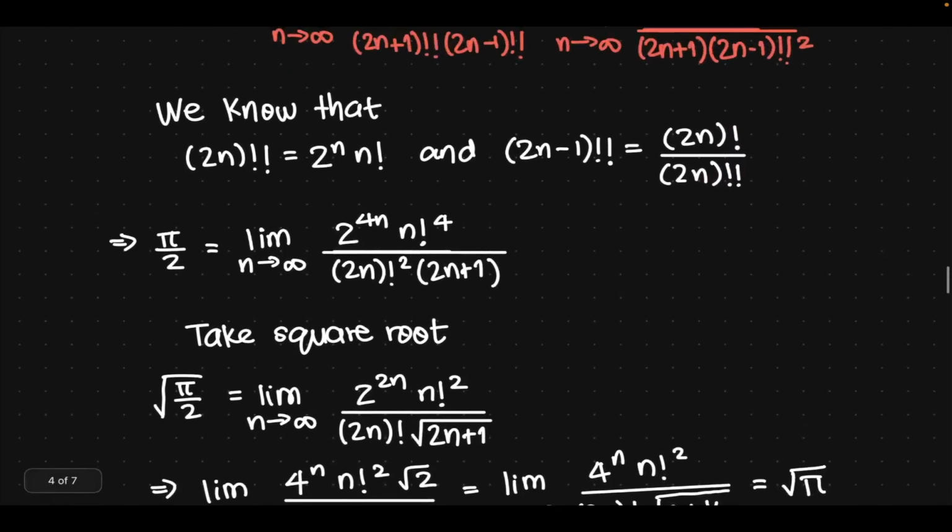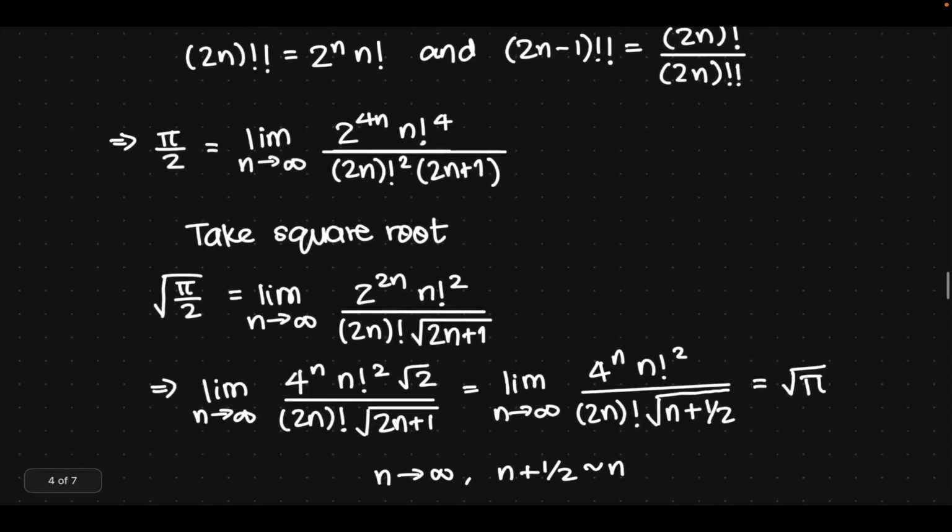So we can write pi over 2 as the limit as n goes to infinity of 2 to the 4n n factorial to the 4th power divided by 2n factorial squared times 2n plus 1. Now take the square root on both sides. Square root of pi over 2 equals the limit as n goes to infinity of 2 to the 2n n factorial squared divided by 2n factorial times the square root of 2n plus 1.